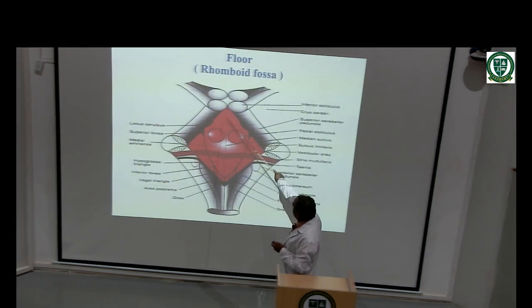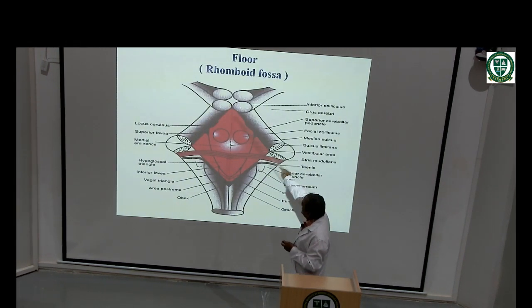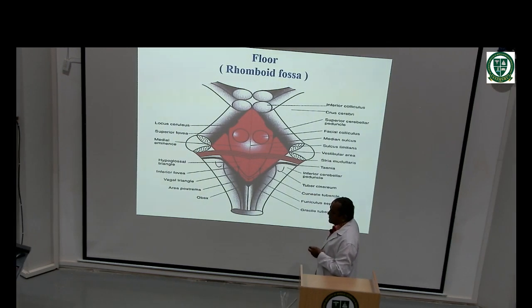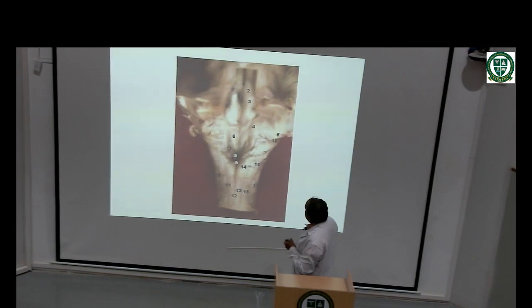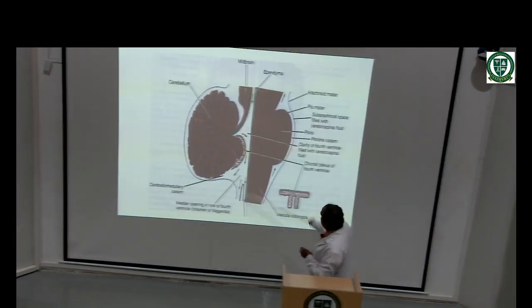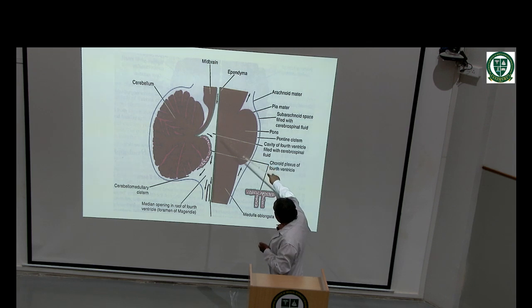So here the upper part is formed by the dorsal surface of the pons, and the lower part of the floor is formed by the posterior or dorsal surface of the medulla oblongata. This is the floor, this part. This is the upper part and this is the lower part. The upper part is formed by the dorsal surface of the pons, and the lower part by the posterior surface of the upper part of the medulla oblongata. So this is the floor and this is the roof.